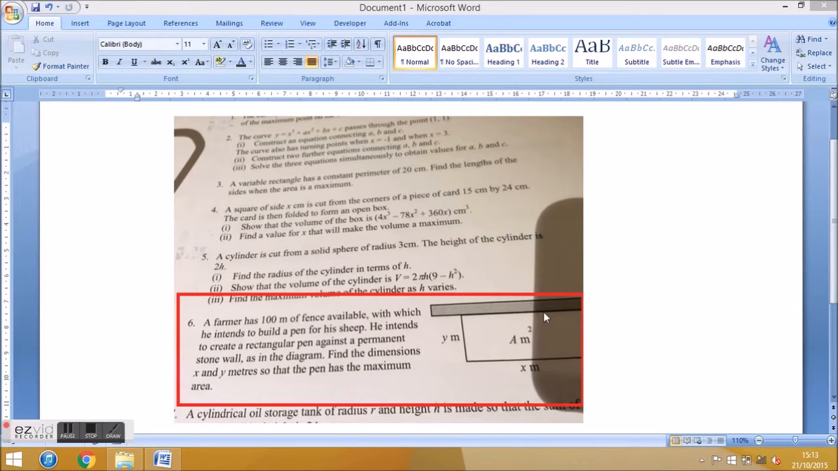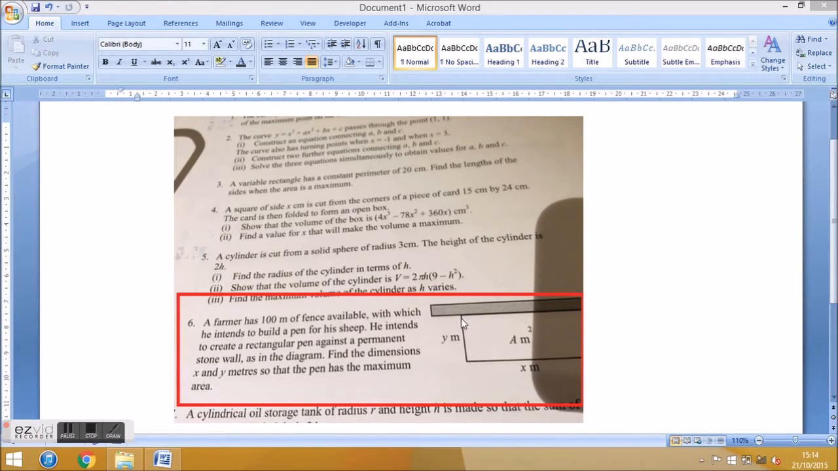As it's against a stone wall, there wouldn't be any fence along this stone wall. What's the point of having a fence here if you've got a stone wall there? The stone wall itself is a barrier. So the fence is just this length here, which is Y, and then across, which is X, and then up to the wall, which is Y.